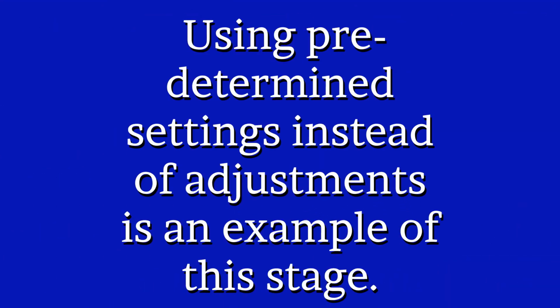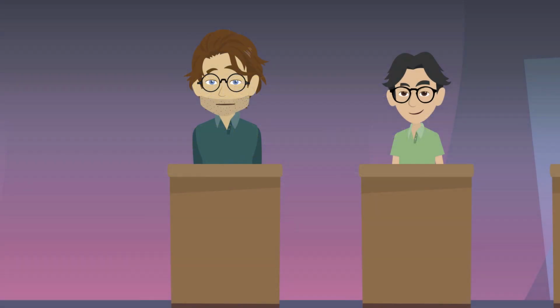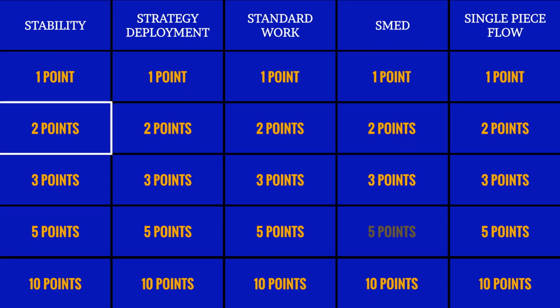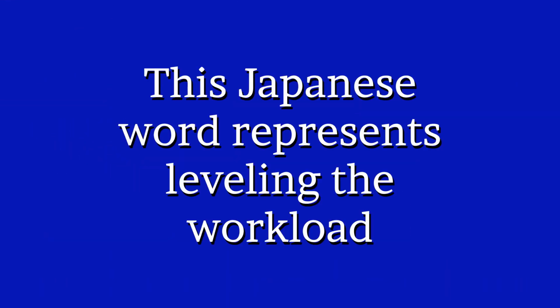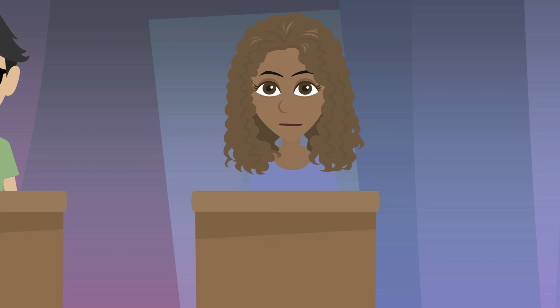Using predetermined settings instead of adjustments is an example of this stage. What is stage 3 or streamlining? This Japanese word represents leveling the workload. What is heijunka?